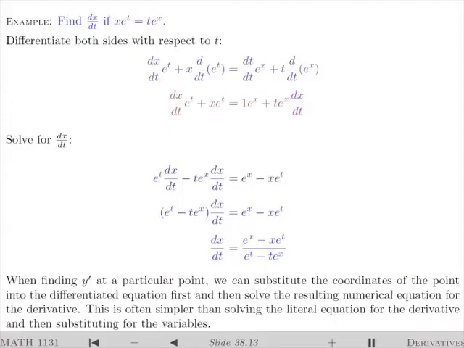Welcome. In this session, we will continue our discussion of implicit differentiation. Often, we are interested not in the derivative of an implicit function in general, but the derivative at a particular point. Then, rather than find the implicit derivative in general and then substituting the coordinates, we can first substitute the coordinates, then solve for the derivative at that point.